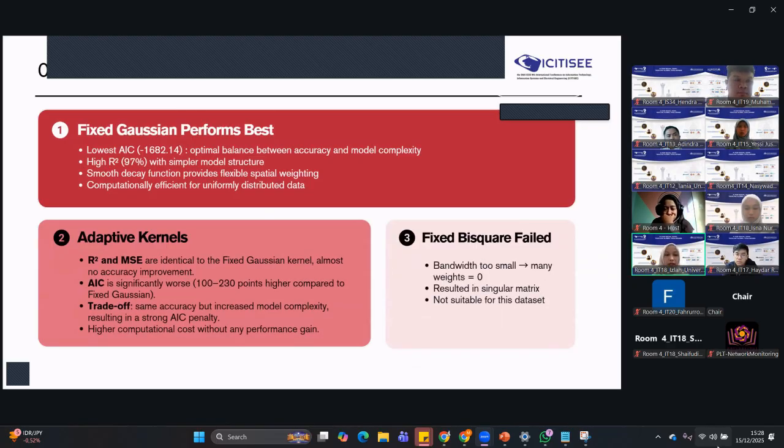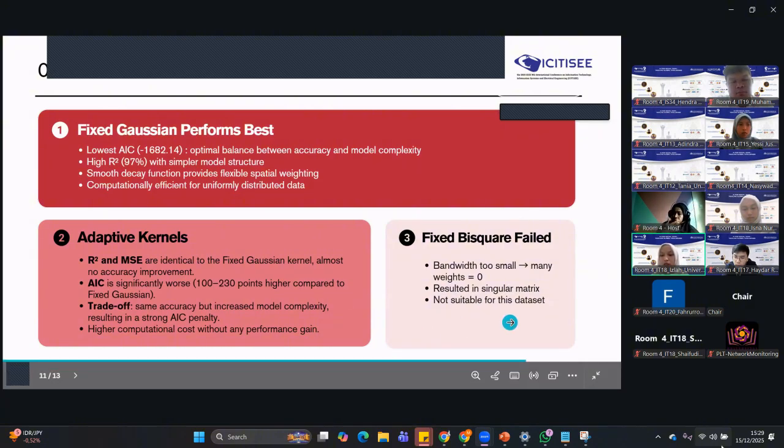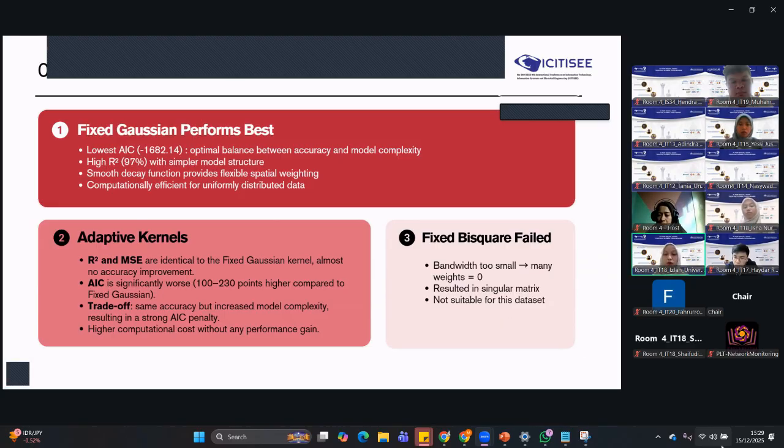So we move to the key insights and discussion. Across all models, R-squared and MSE values are almost identical, showing that all GWRF variants perform well in handling spatial heterogeneity. However, the AIC value differs substantially. The fixed Gaussian kernel consistently provides the best AIC, meaning the best balance between accuracy and model complexity. Meanwhile, for the fixed bi-square, due to very small bandwidth values, many weights equal 0, resulting in a singular matrix, so it's not suitable for this dataset.